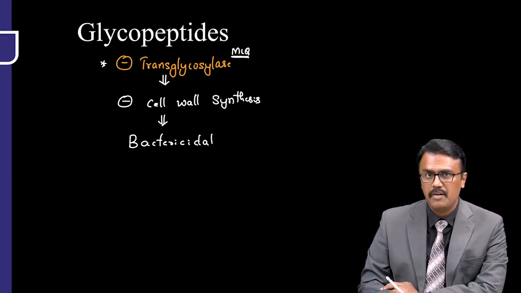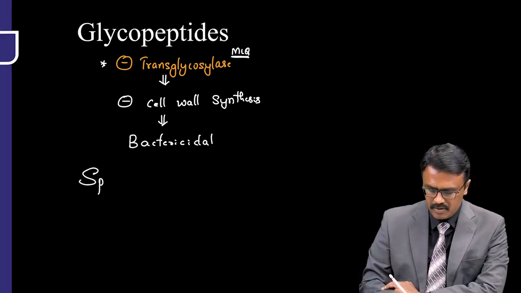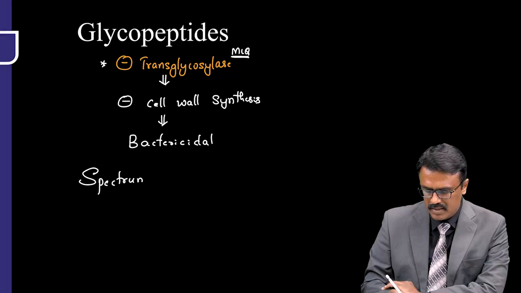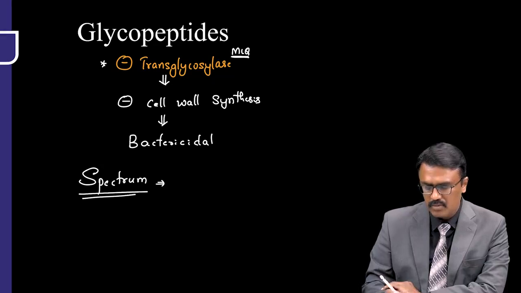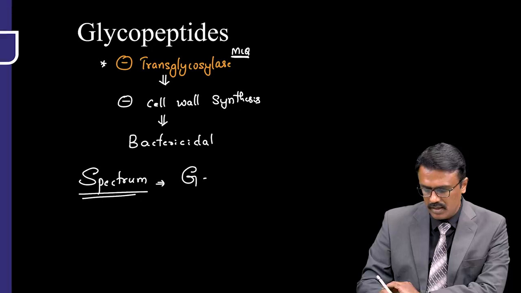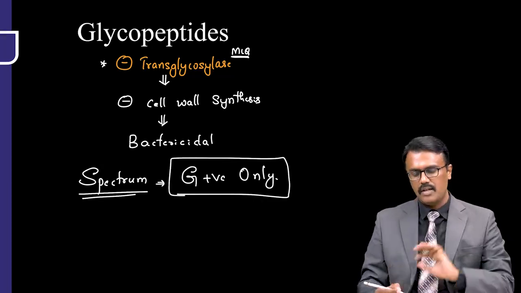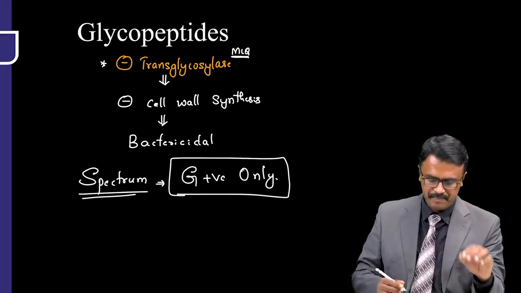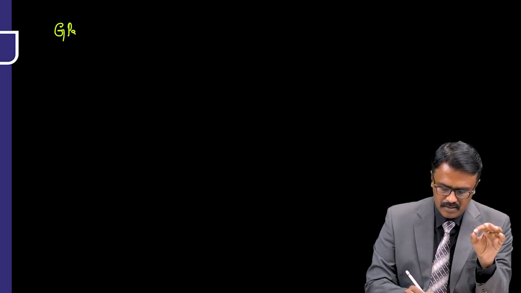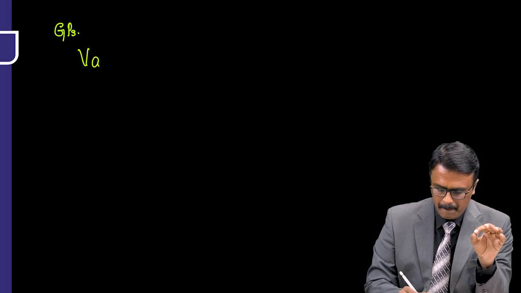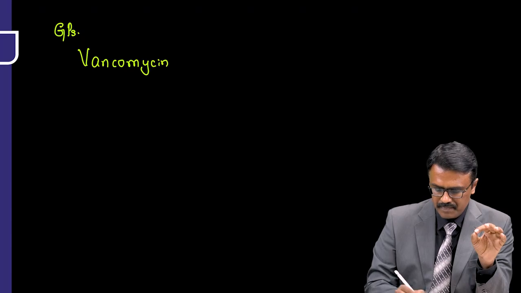Now, whenever we think of glycopeptides, we think of the spectrum of activity. Spectrum means what bacteria do they cover? Remember, they cover gram positive only. Very, very important. They cover gram positive only. In glycopeptides, let me write glycopeptide as GPs, the major drug you all have to remember is vancomycin.